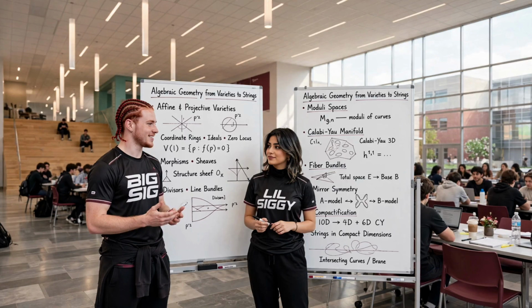Let's look at that. If I have that nodal cubic curve with the self-intersection at the origin and I want to blow up the origin to resolve the singularity, what am I actually doing? Why is it so hard to calculate? Blowing up is a surgical procedure in algebraic geometry. You are taking the origin, a single point, and replacing it with an entire projective line called the exceptional divisor.